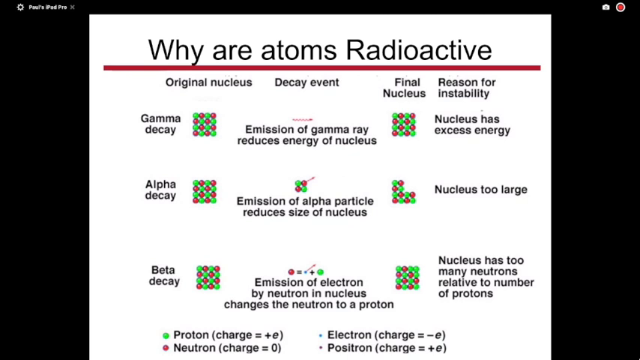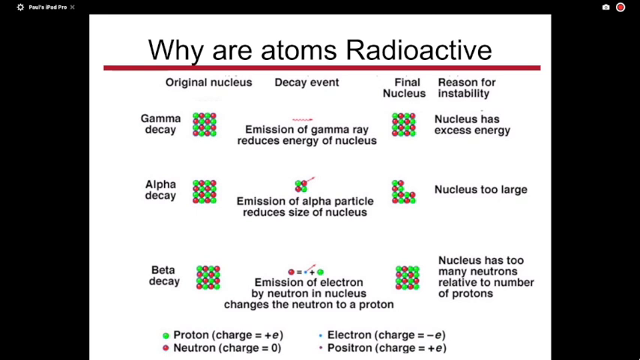Now, as the proton gains, I add 1 proton, I change what the element is. But I don't change weight, because I lose 1 and I gain 1, and that becomes 0. So no weight change. All right? Those are the 3. Alpha, beta, and gamma are the 3 main radioactive particles or energies that come off a nucleus.